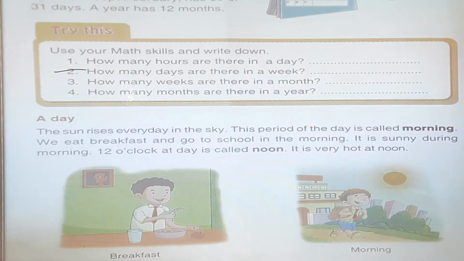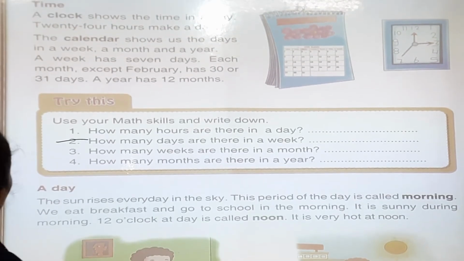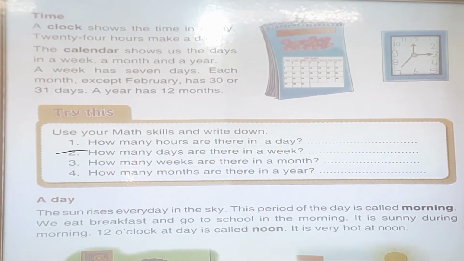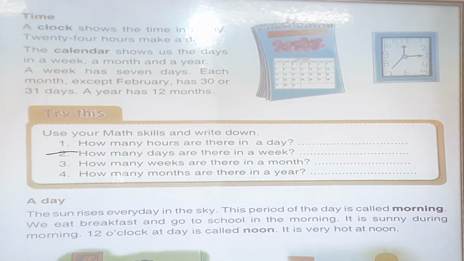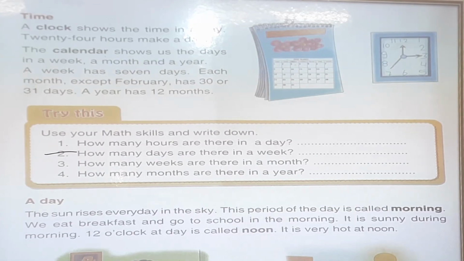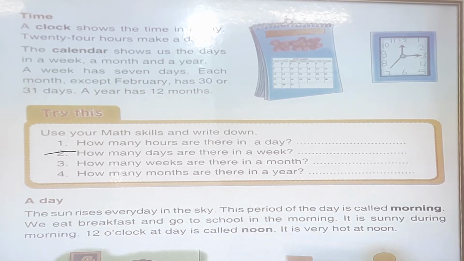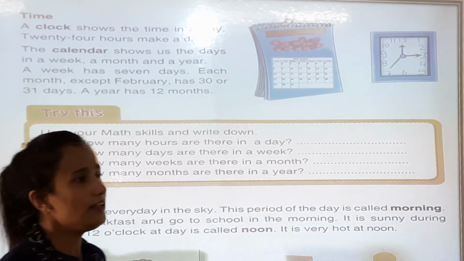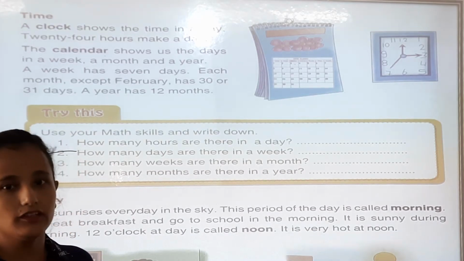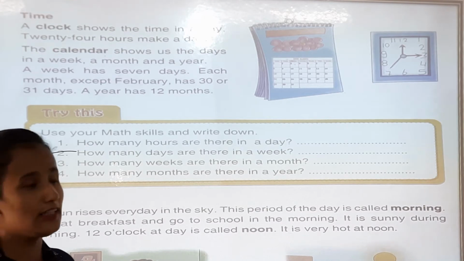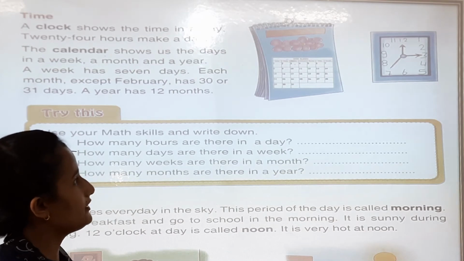Now on page number 78 you can see time. Time means samay. You all know that a clock shows the time in a day. A clock, a watch shows you the time. 24 hours make a day. The calendar shows us the days in a week. With the help of the calendar we can say today is that day, today is in the month of January or February. So with the help of the calendar we can find the date and the month also.